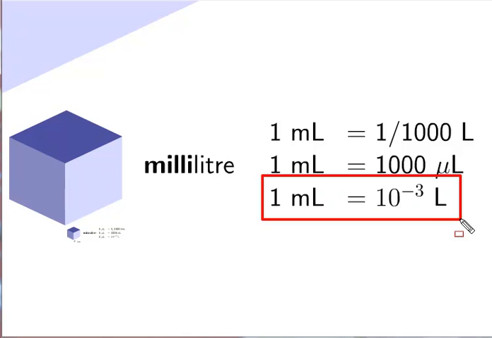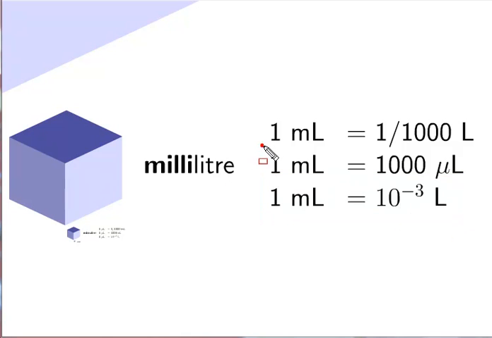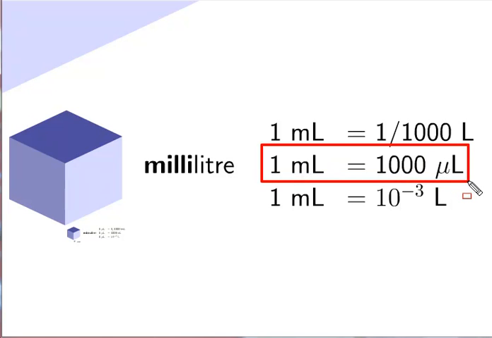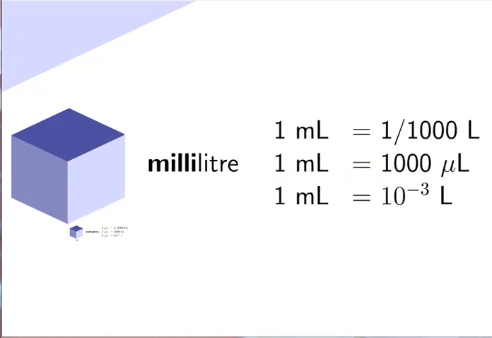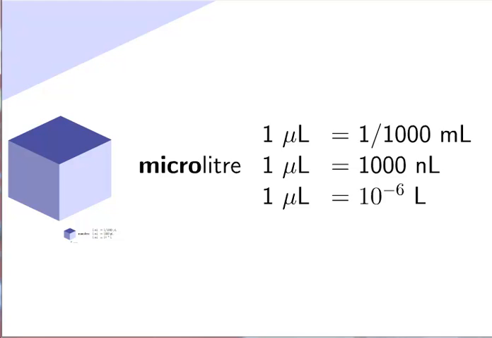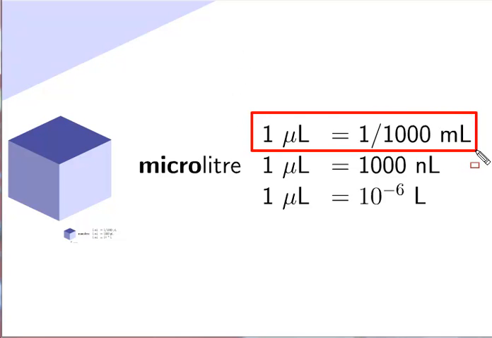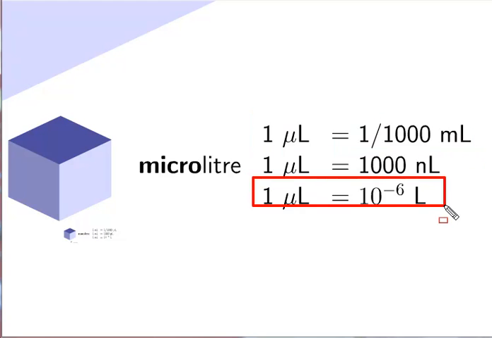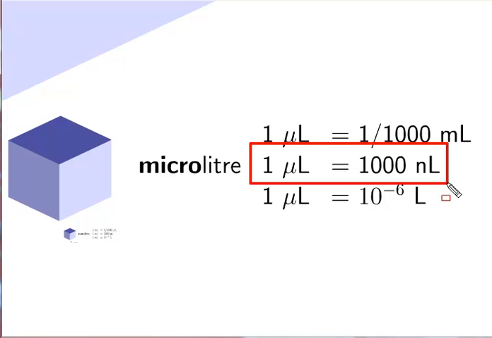But of course my millilitre is made up of a whole lot of even smaller measurements. It's 1,000 microlitres. Here's my microlitre. The microlitre is a thousandth of a millilitre. If I convert that back to litres and write it in scientific notation, I get 10 to the minus 6 litres.